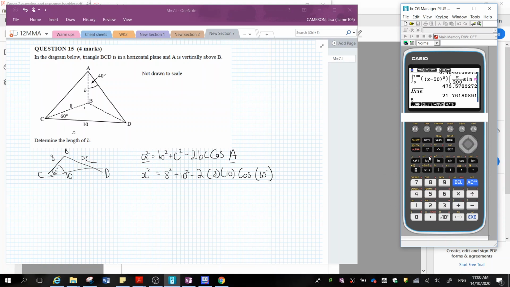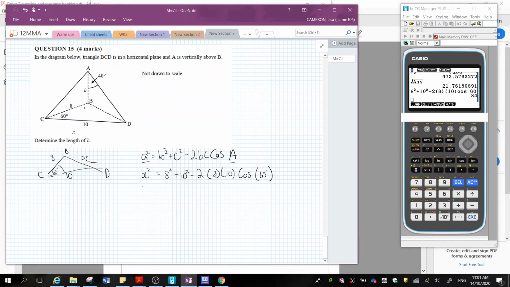So 8 squared plus 10 squared minus 2 bracket 8 bracket 10 bracket cos of 60. Execute. Okay, so we get 84. So then we found that x squared is equal to 84. Now I have to take the squared over by square rooting, and x equals the square root of 84. I'm going to leave that in exacts for the moment. So this length from B to D is root 84.